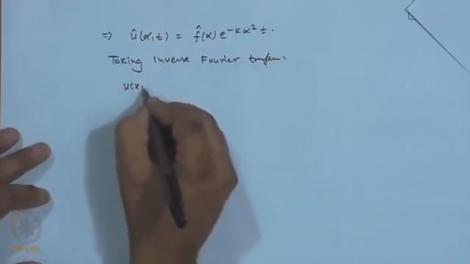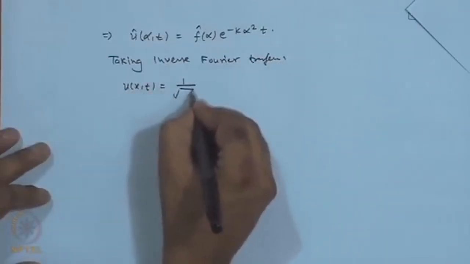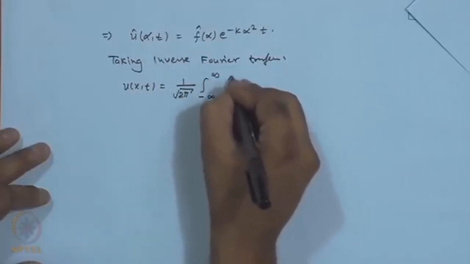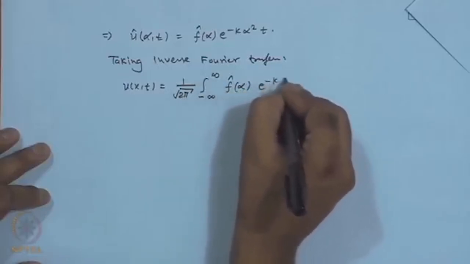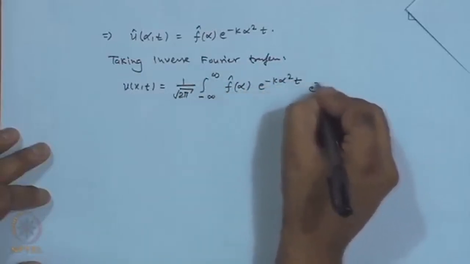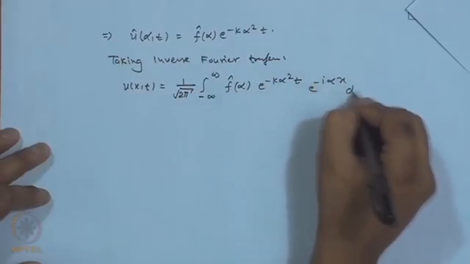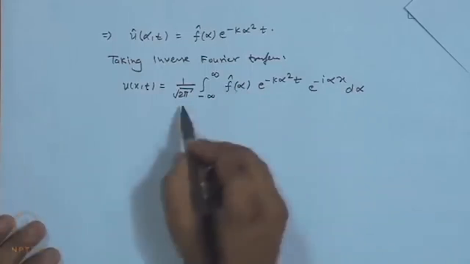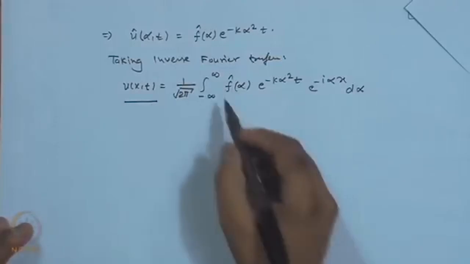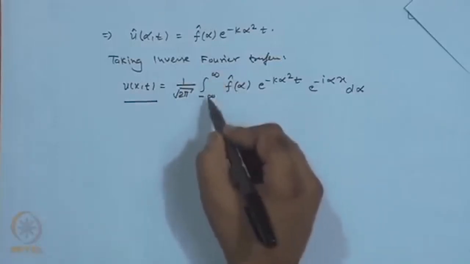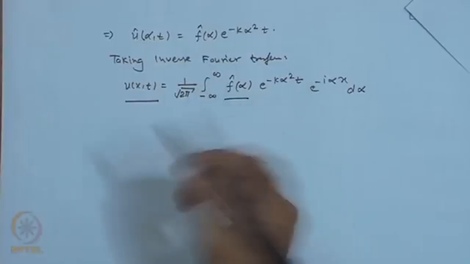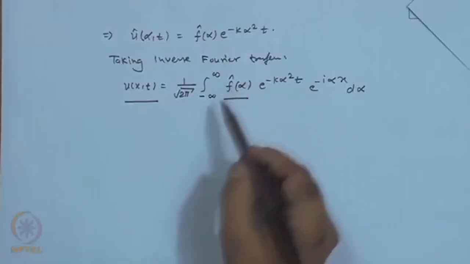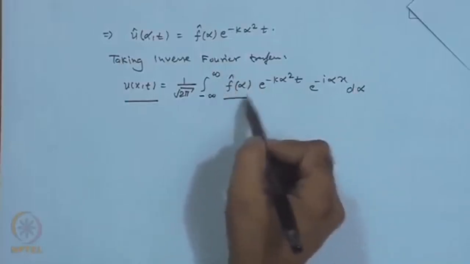What we get for u(x,t), if we directly apply the definition of the inverse, is the integral of f hat(alpha) e^(-k alpha^2 t) e^(-i alpha x) d alpha. Now note that in this solution, if we leave it here, it is not a closed form at all, because in this integral we are using the Fourier transform of f, the initial condition.